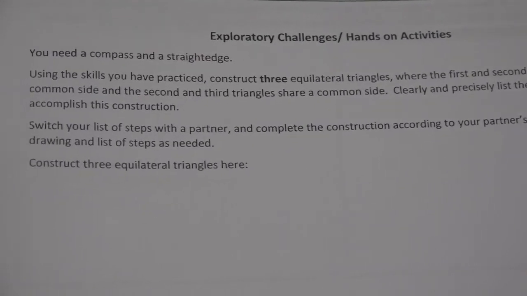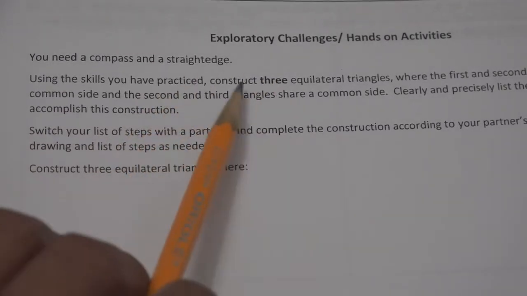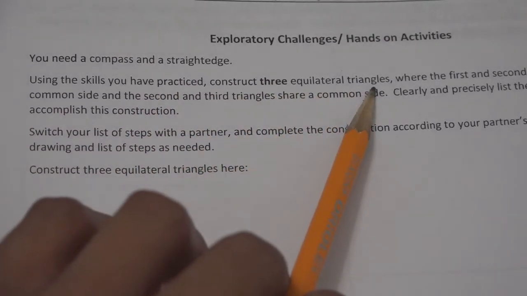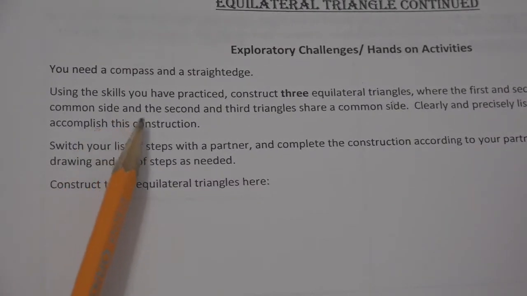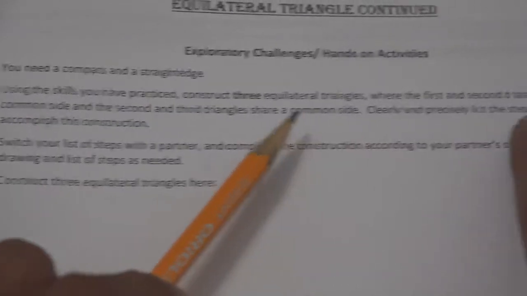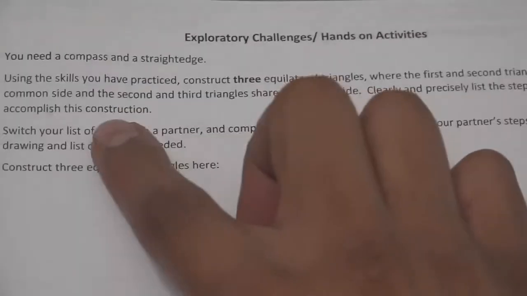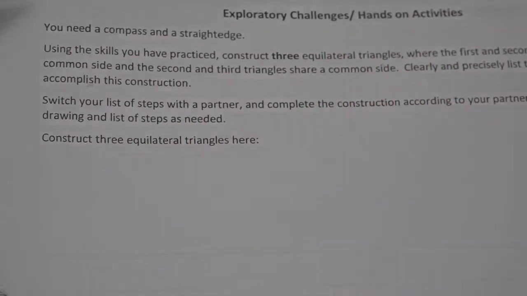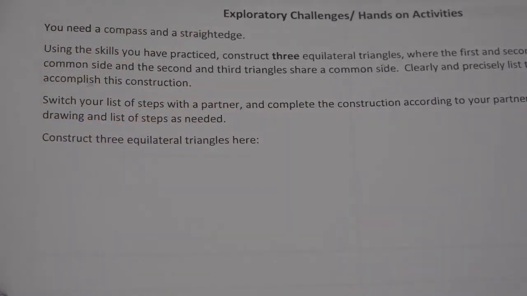It says, you will need a compass and a straight edge. Using the skills that you learned, construct three equilateral triangles, where the first and second triangles share a common side, and the second and third triangles share a common side. Clearly and precisely list the steps needed to accomplish this construction. Then switch your list of steps with a partner and complete the construction according to your partner's steps. Revise your drawing and list of steps as needed. All right, so let's start doing this.